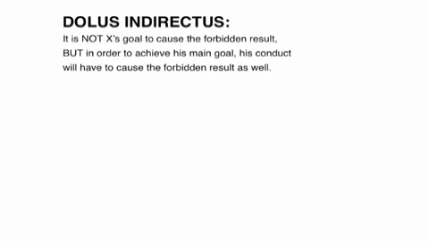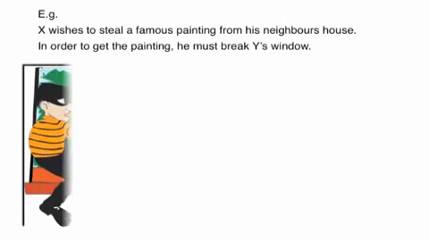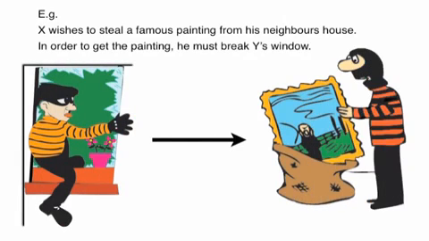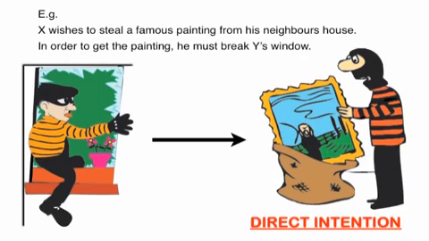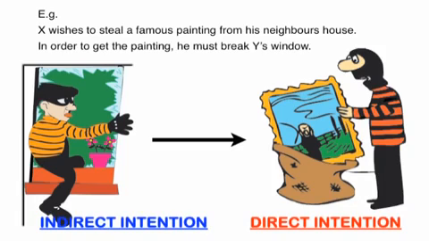With dolus indirectus, it is not X's goal to cause the forbidden result, but in order to achieve his main goal, his conduct will have to cause the forbidden result as well. For example, X wishes to steal a famous painting from his neighbor's house. This is his direct intention. But in order to get the painting, he has to break Y's window. Therefore, we can see that when breaking the window, he has dolus indirectus, or indirect intention.